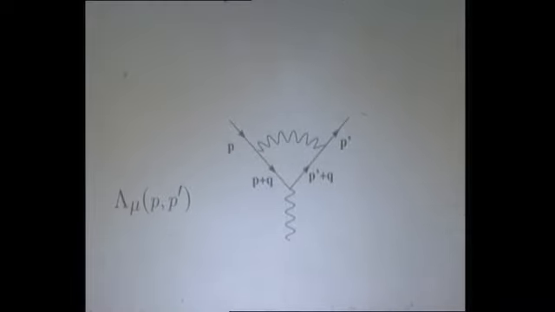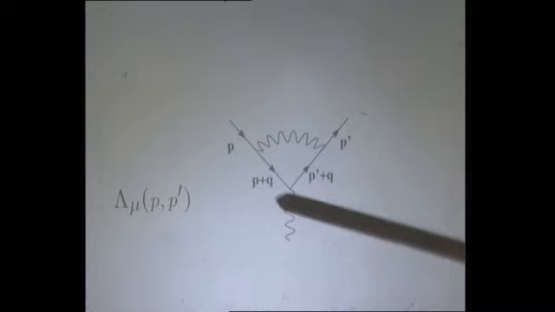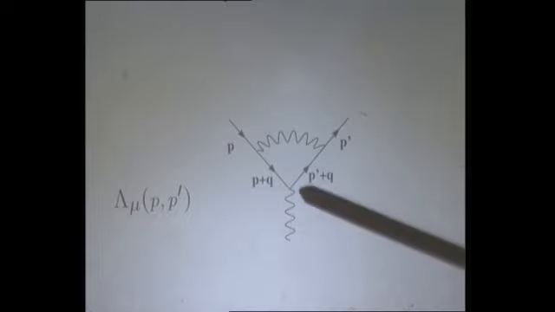Finally, there's a third correction which involves a vertex correction. This was the vertex we had in the Feynman rules. There can be corrections to the vertex due to photons being exchanged between the two electrons that connect at the vertex. This will have an influence on the way that electrons interact with photons. So this gives corrections to the photon-electron interaction.